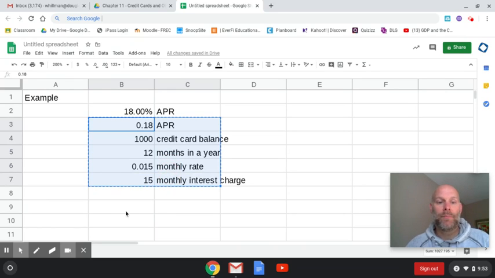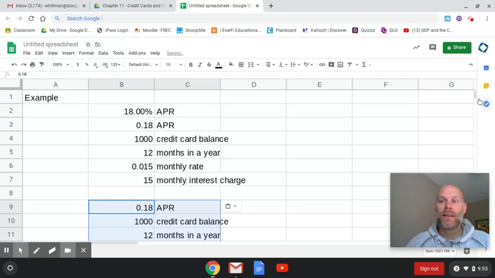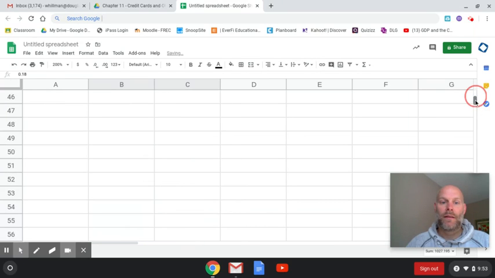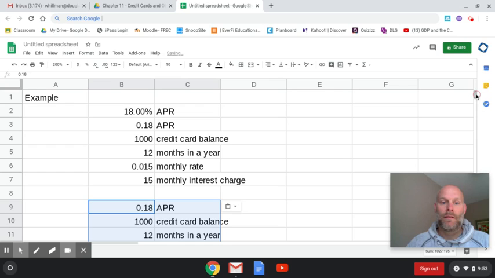And again, you can take this and copy and paste. So I'll call this number one, and then of course just change your APR and your balance, and the math should work out. You can just copy and paste, work smarter, not harder. You don't have to retype everything. So go ahead and work through that. This is a pretty simple math exercise.